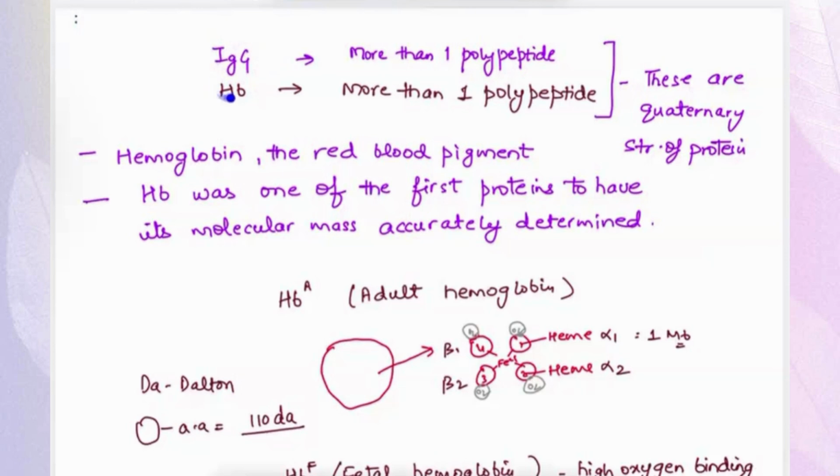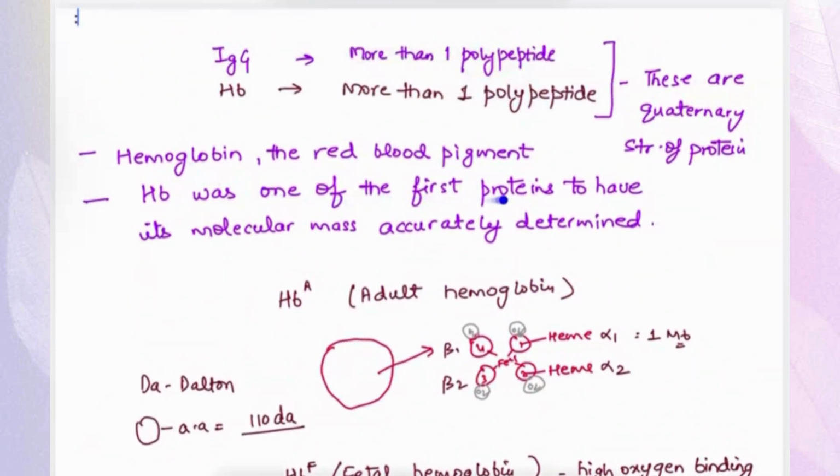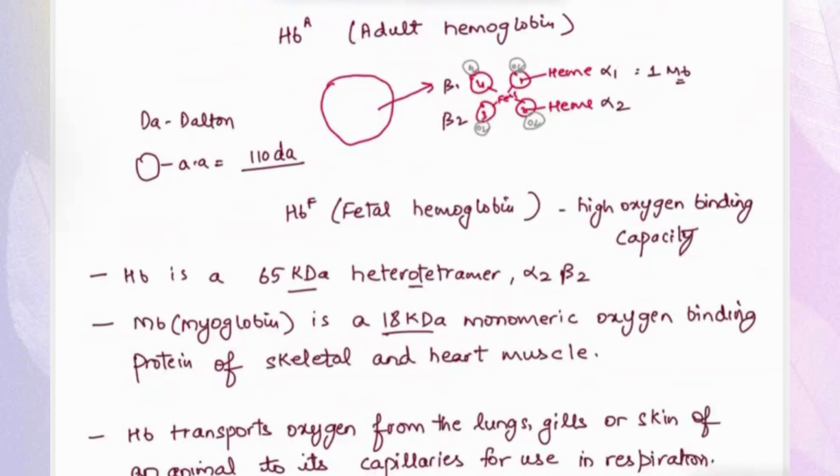These are examples of quaternary structure of proteins, immunoglobulins and hemoglobin, because both of them have more than one polypeptide chain. About hemoglobin, it is the red blood pigment, and it is one of the first proteins to have its molecular mass accurately determined. In this video, we are going to discuss three types of hemoglobin molecules: HbA, that is adult hemoglobin; HbF, which is fetal hemoglobin; and HbS, sickle cell hemoglobin.